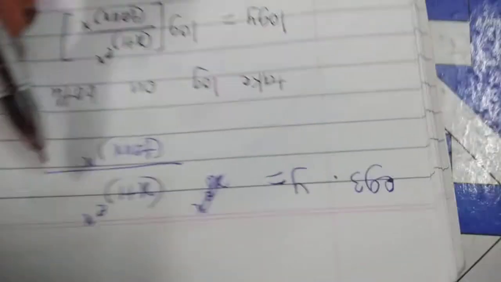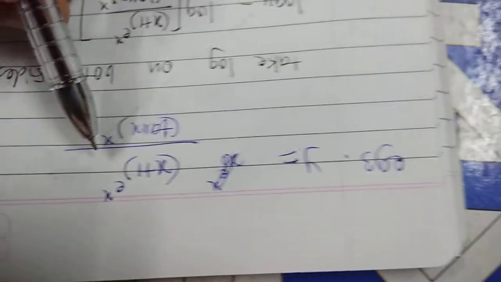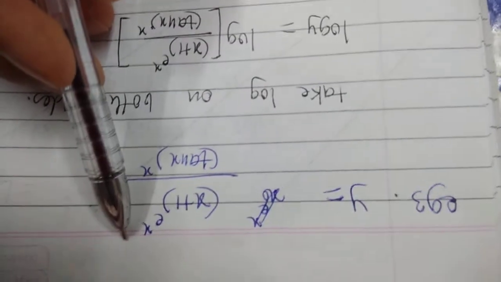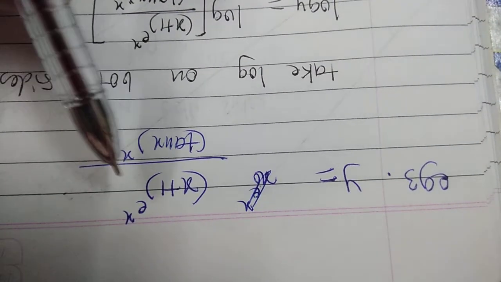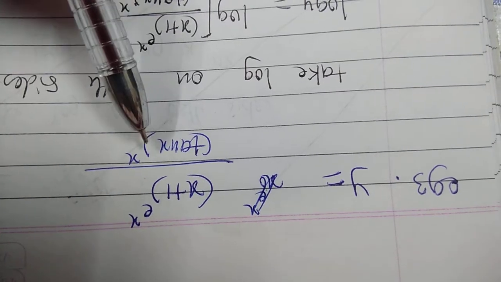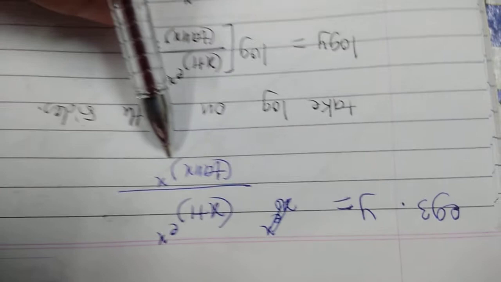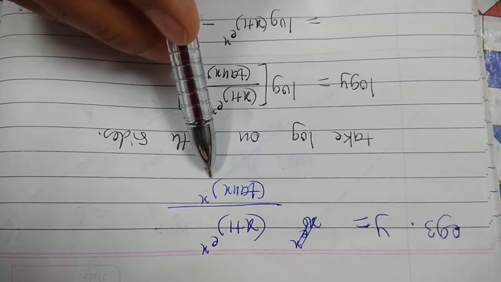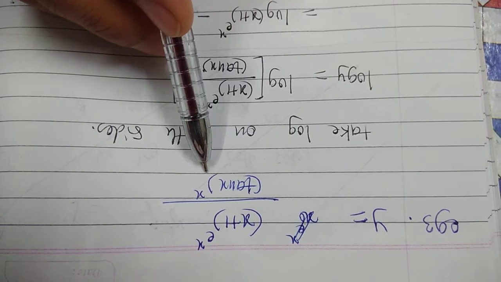Next example, our third example. Here the problem is more complex than the previous two problems: x plus 1 raised to e raised to x, and tan x raised to x. Here we can see that in the numerator as well as in the denominator, both terms are in the form of f of x raised to g of x. It seems difficult, but this is also a simple problem if you take log.